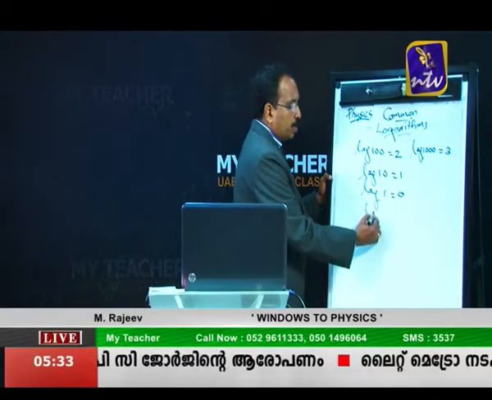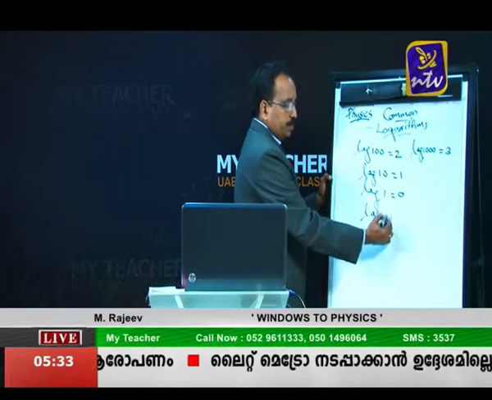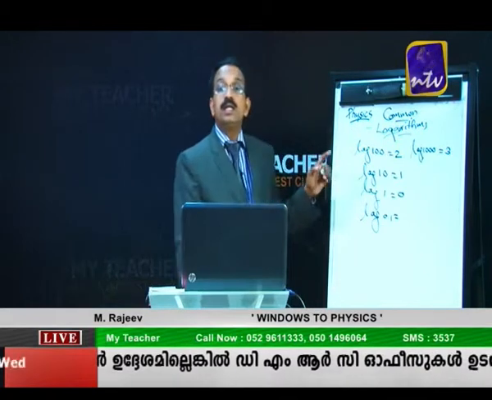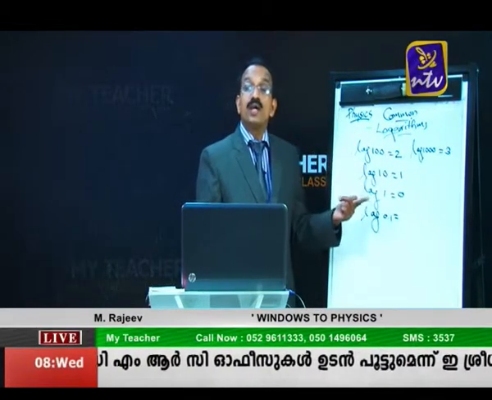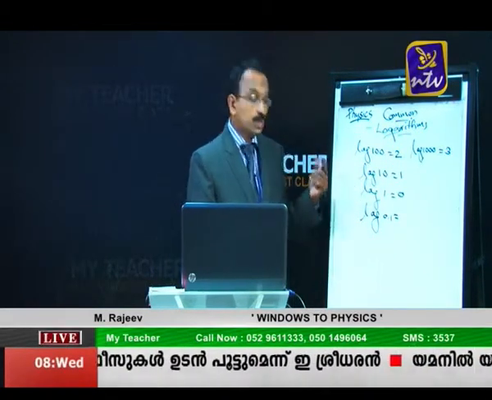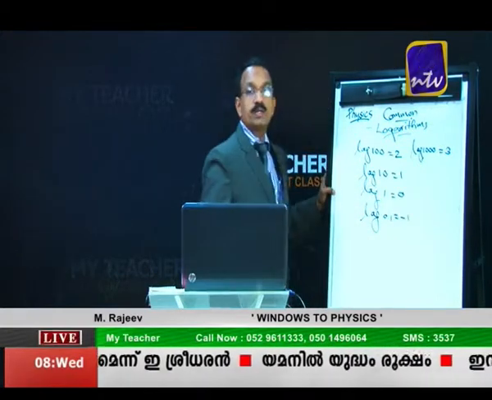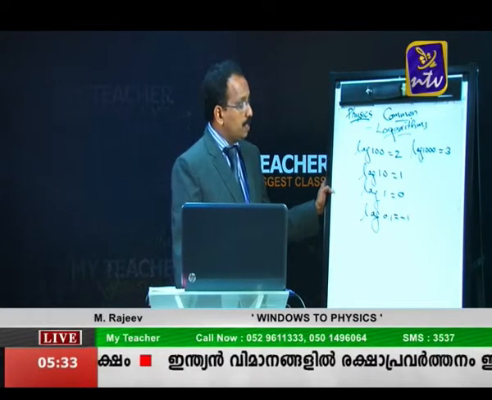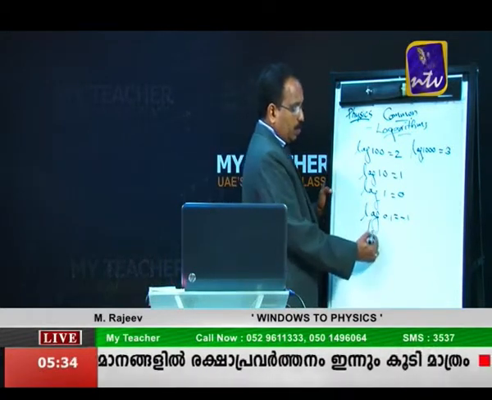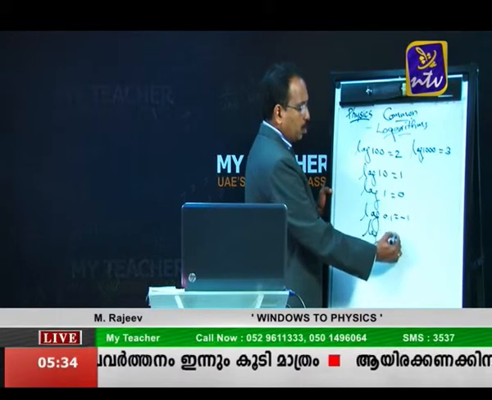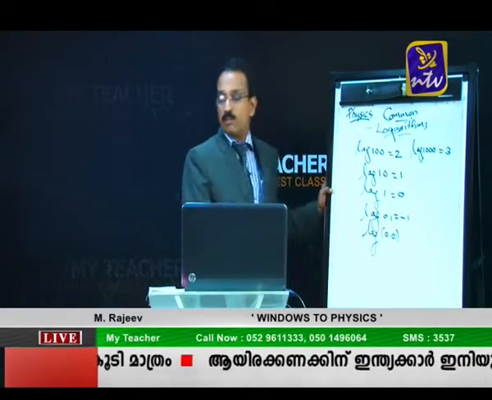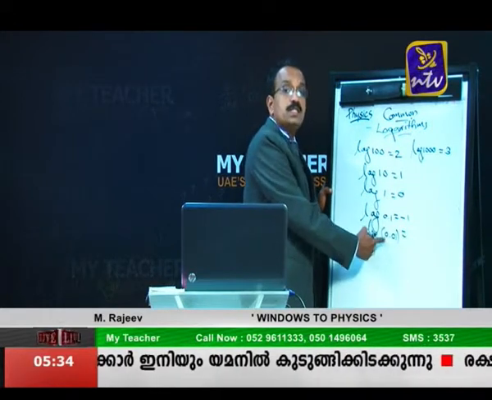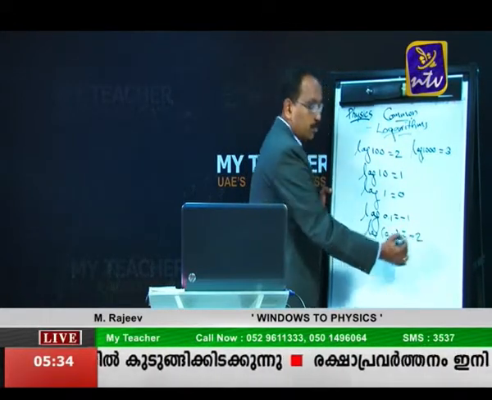Okay, so in that case, what will be the logarithm of 0.1? How do you write 0.1? It is 10 to the power minus 1. The power is minus 1, so the logarithm is minus 1. Again, one more number. If I write 0.01, what's the logarithm of 0.01? You can write this as 10 to the power minus 2. So it is minus 2.